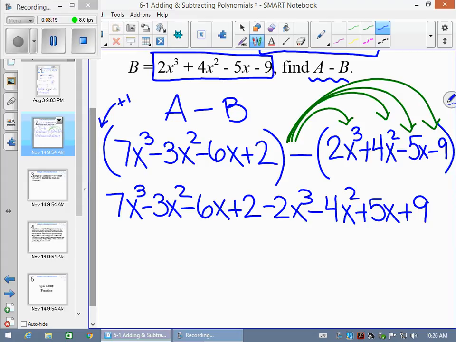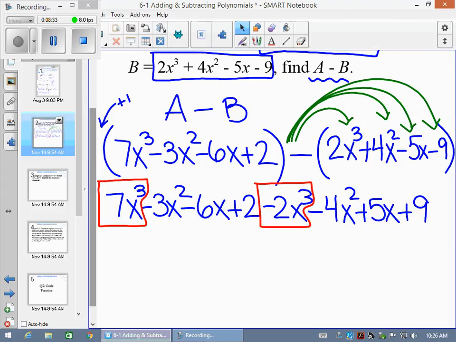Now I'm going to combine like terms. Like terms mean that they have the same variable and the same exponent. So 7x to the third is going to have a like term with a negative 2x to the third. Negative 3x to the second is going to have a like term with negative 4x to the second.